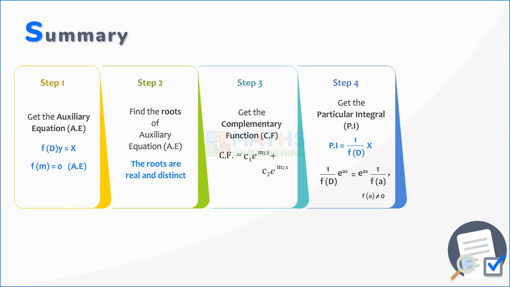This is when f of a is not equal to 0. If f of a is equal to 0, we multiply an x in the numerator and we differentiate the denominator with respect to D. And again we substitute D is equal to a. We continue this process until we get f of a not equal to 0. We get the general solution as y is equal to complementary function plus particular integral. Replace the complementary function value and particular integral value. We get the general solution.